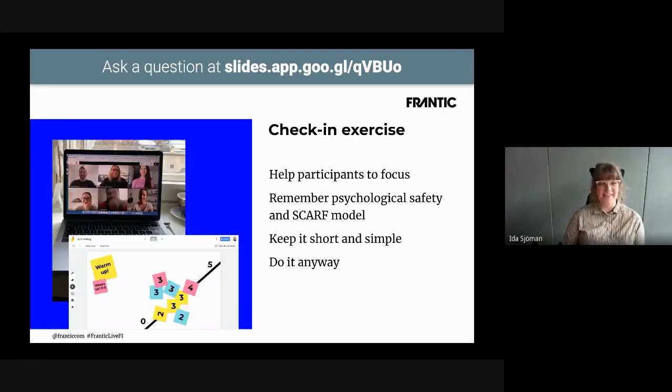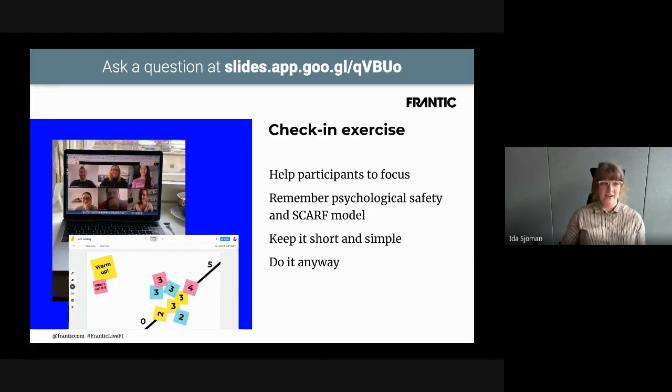Yeah, my favorite. I always start, no matter how big the meeting is, with a check-in exercise. Of course, I modify it based on how many people are online. With smaller groups, you can get much more interactivity, and with bigger groups, you might want to give them something to do on their own. But the point is to help the participants actually focus on problem solving. So we really want people to be there.